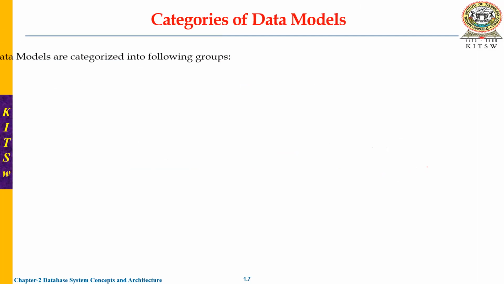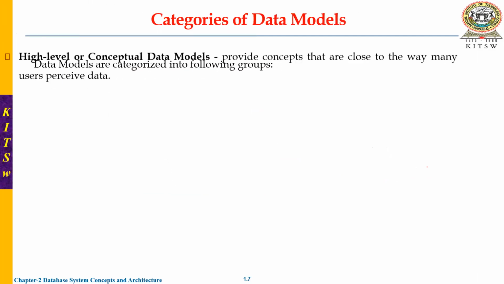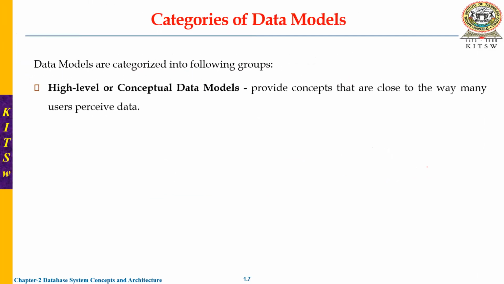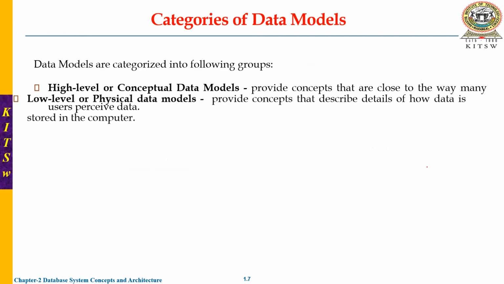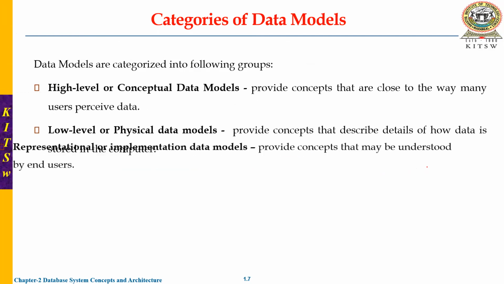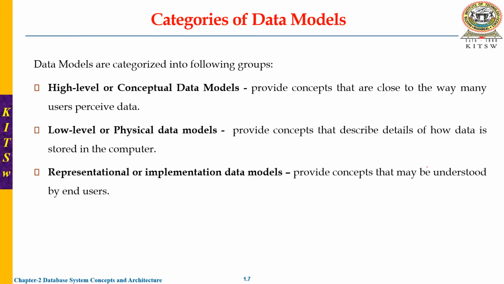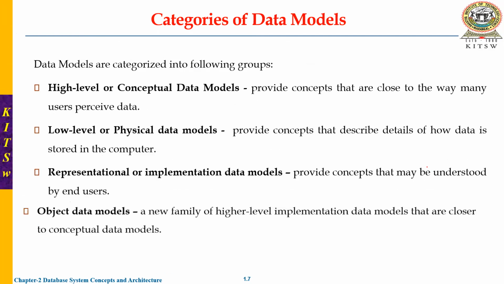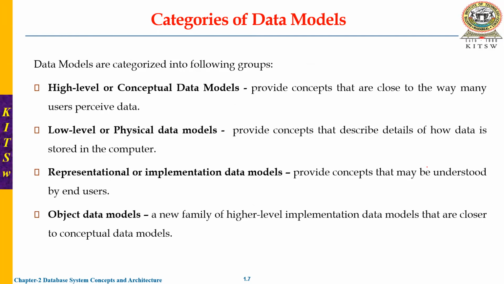Categories of data models. Data models are categorized into four groups: high-level or conceptual data models, low-level or physical data models, representational or implementational data models, and object data models. These are the four data models.